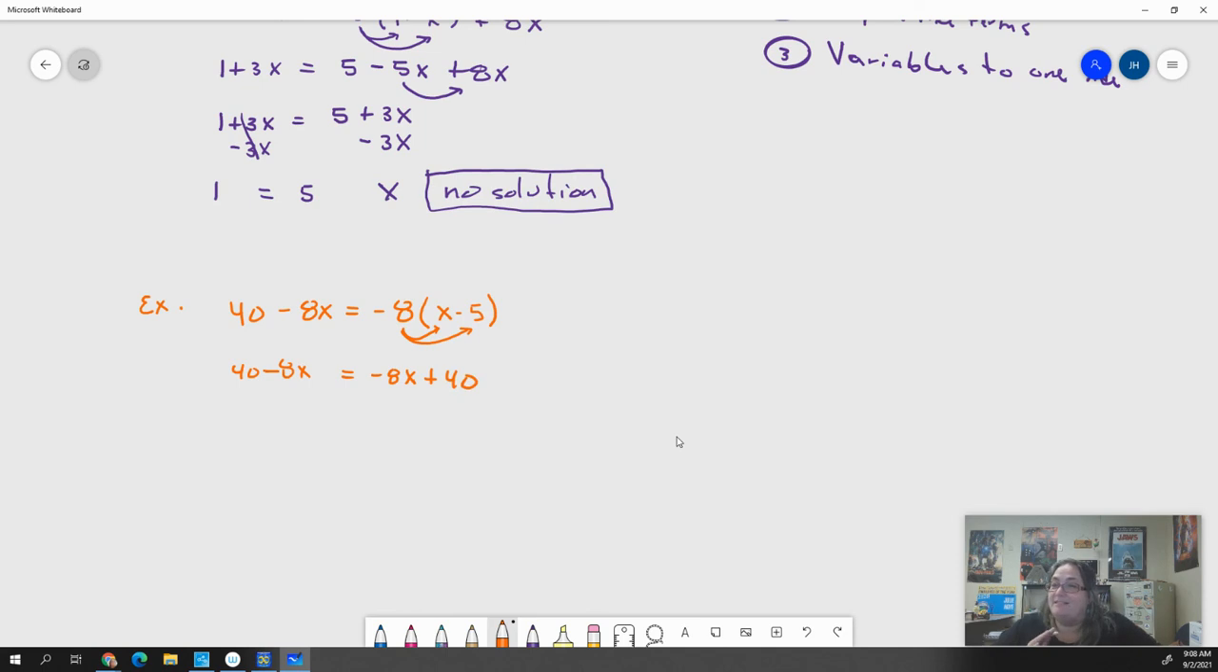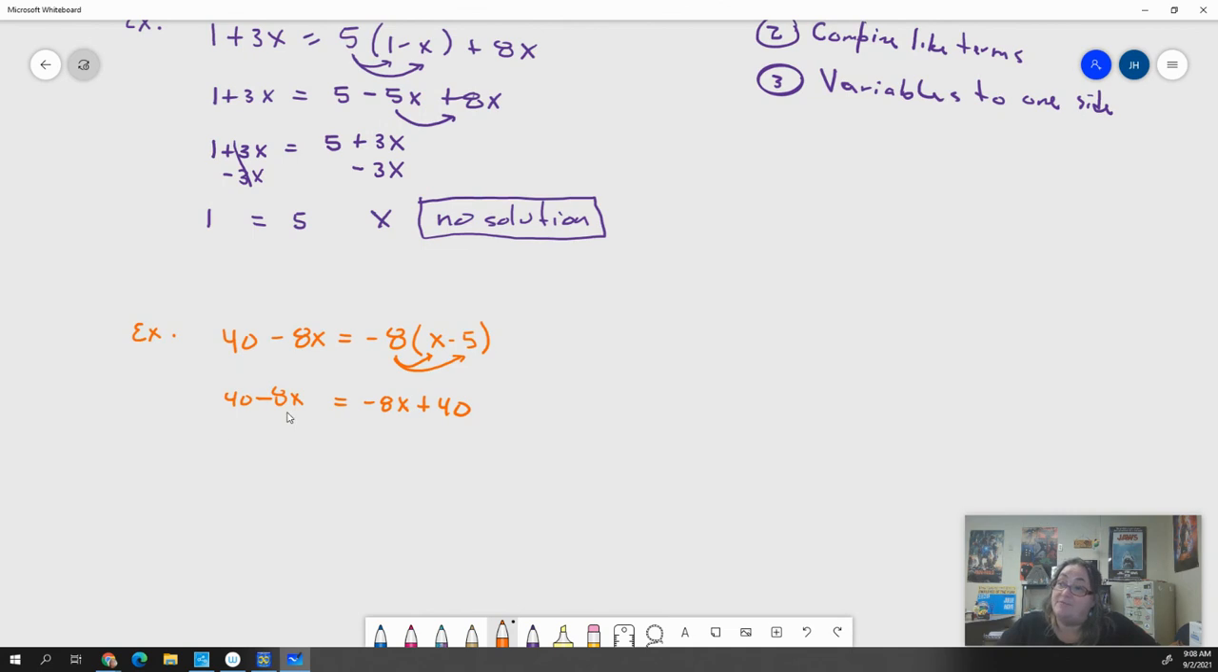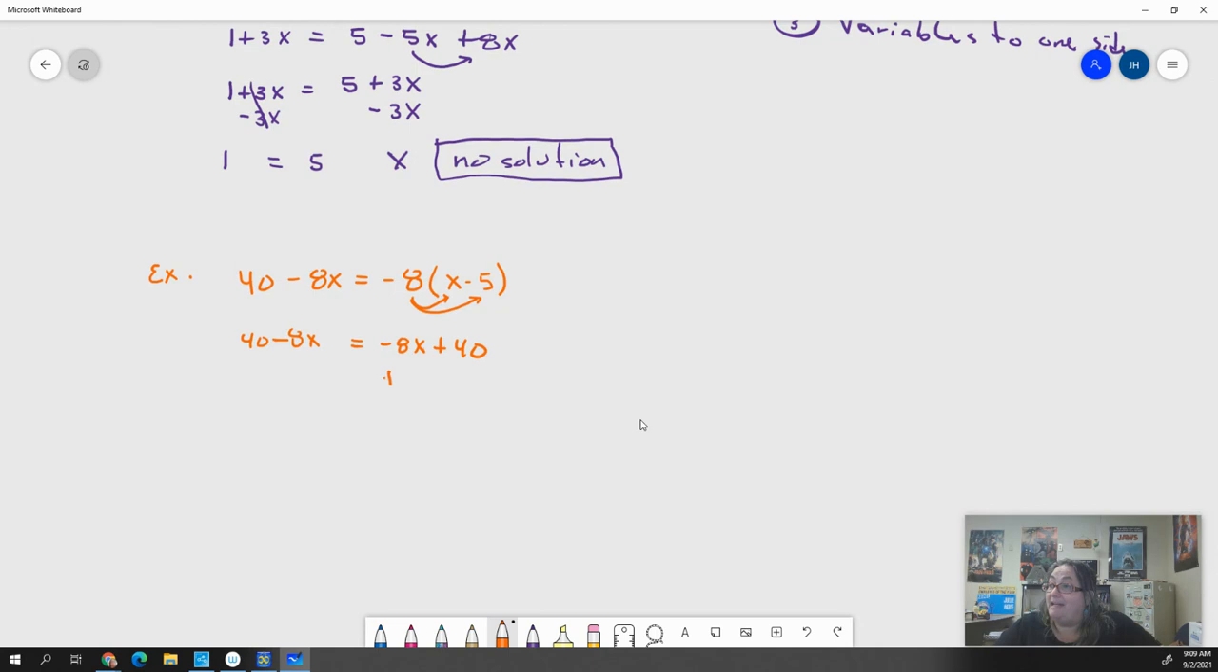Can you guys already kind of see something amiss on this one? Can you kind of see what might happen? All right, there's nothing to distribute here now. We've already distributed. There's nothing to simplify. I can't combine 40 and minus 8x, and I can't combine minus 8x and 40, right? So let's move our variable. I'm going to add 8x to both sides. What happens when I do that? I am left with 40 equals 40.